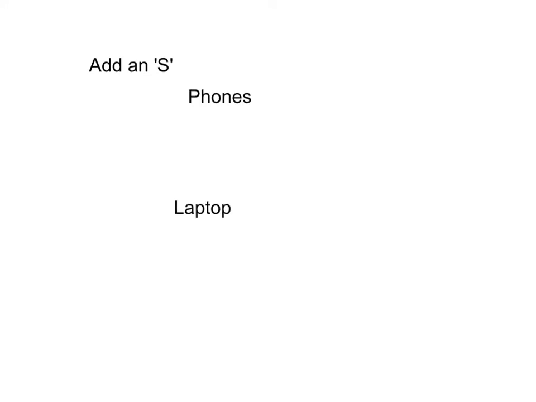Another item that many of you have at home is a laptop. Again, if you had more than one laptop, let's say you had two laptops, how would we make that plural? Again, this is another example where we simply add an S to make laptops. So phone becomes phones, laptop becomes laptops, just by adding an S. Real simple, huh?